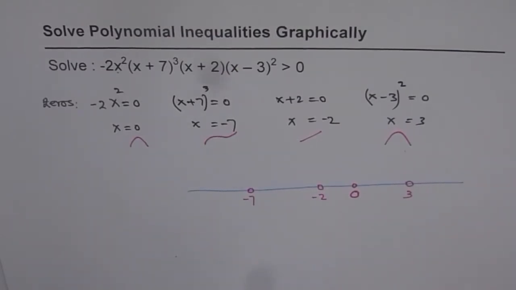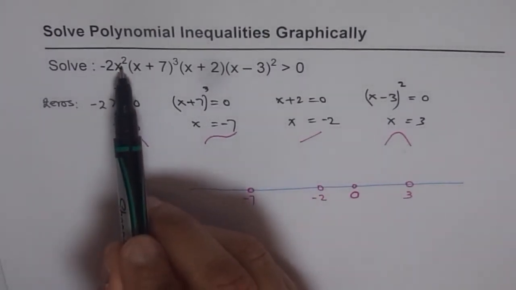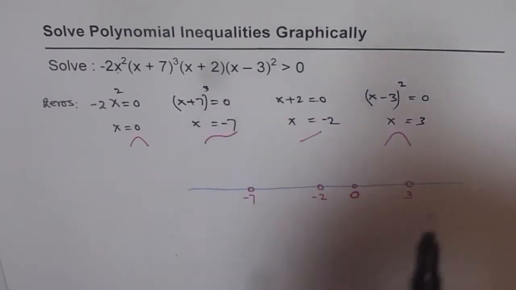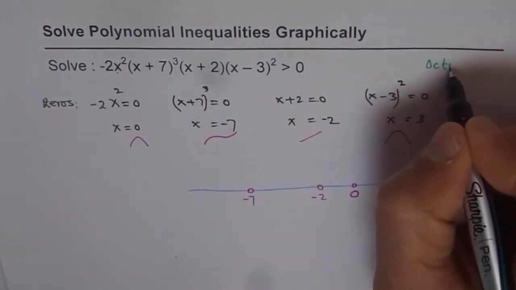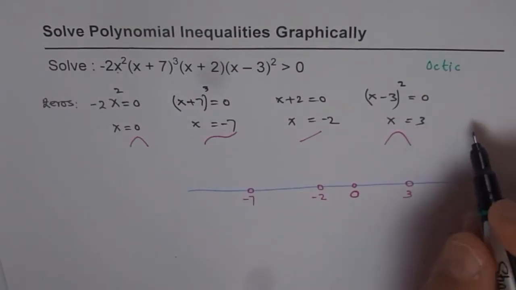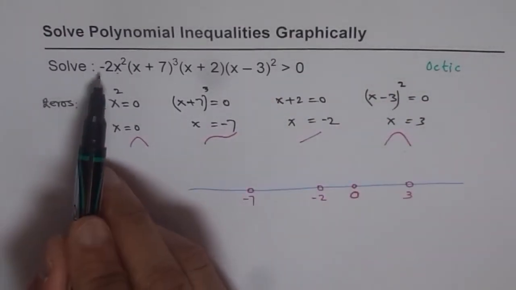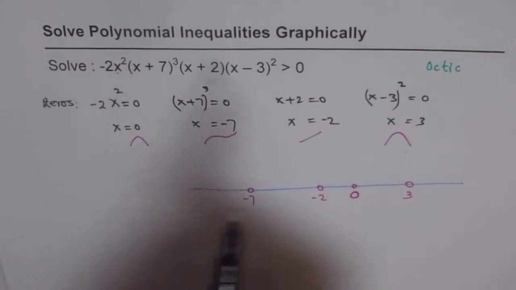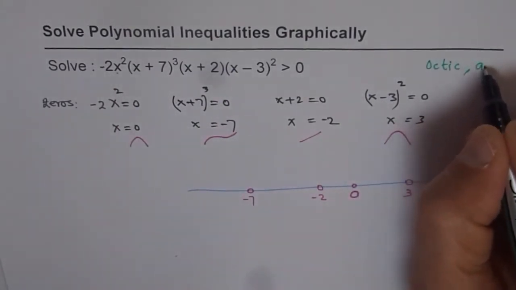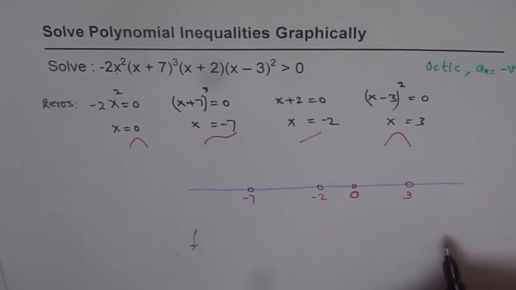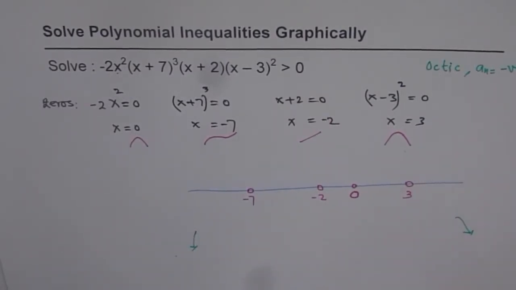Now we are looking at the degree of the function and then deciding the end behavior. Degree is 2 plus 3, 5, plus 1, 6, plus 2, 8. Octic, right? So it's an octic polynomial. Octic means even degree, both ends on the same side. Leading coefficient is minus. Do you see that minus? That means octic with a negative leading coefficient. Is that okay? Leading coefficient negative means both sides are downwards. Do you see that? So that is how it is.